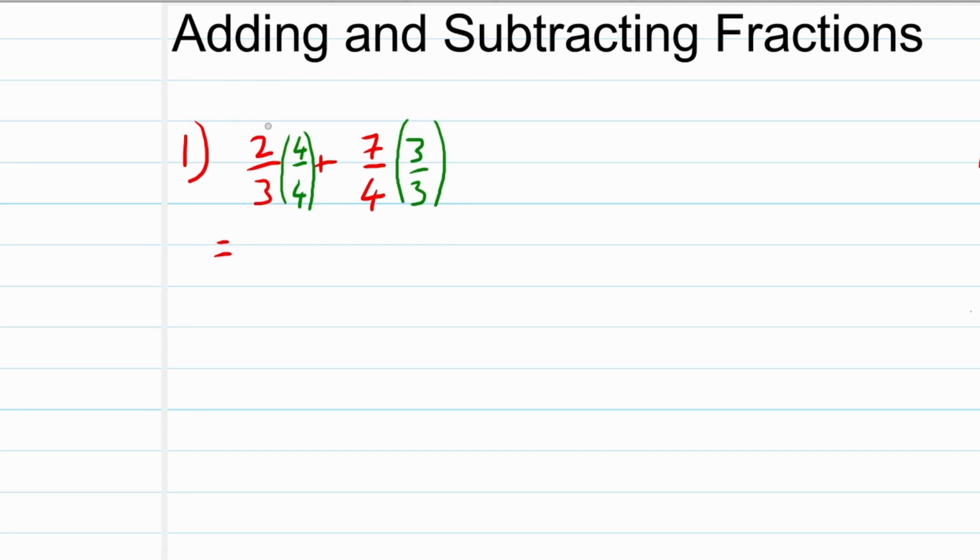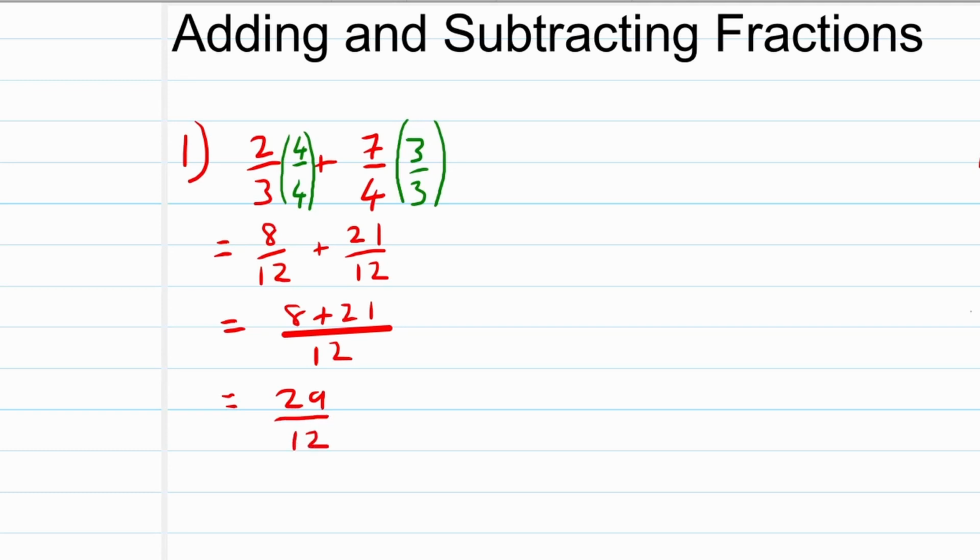So this means then we will have 8 over 12 plus 21 over 12, which can be written as 8 plus 21 over 12. And then 8 plus 21 is 29 over 12. And this is a nice example specifically to addition of fractions.